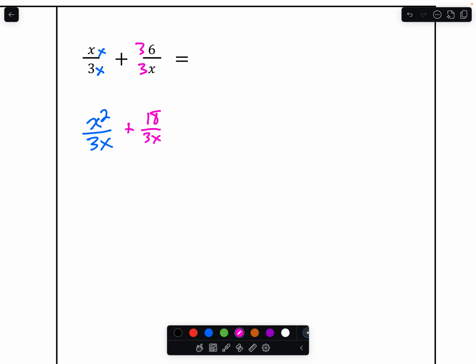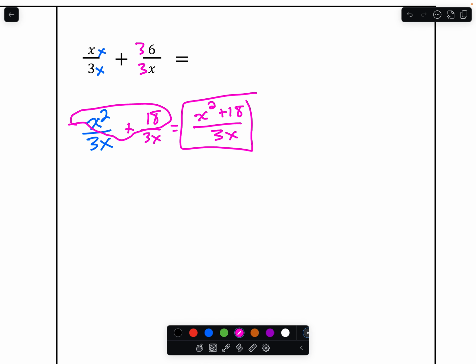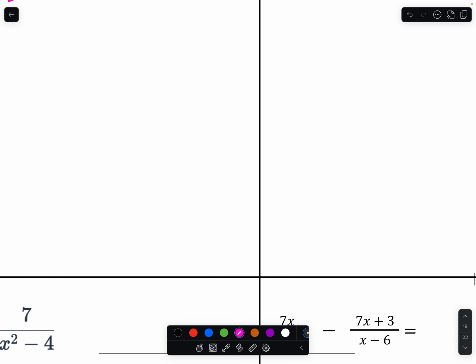Now once my denominators are the same, all you need to do is add up the numerators. You have to be careful of your like terms here. I've got x squared plus 18 divided by 3x. The numerators are combined over one denominator. All right, moving on.